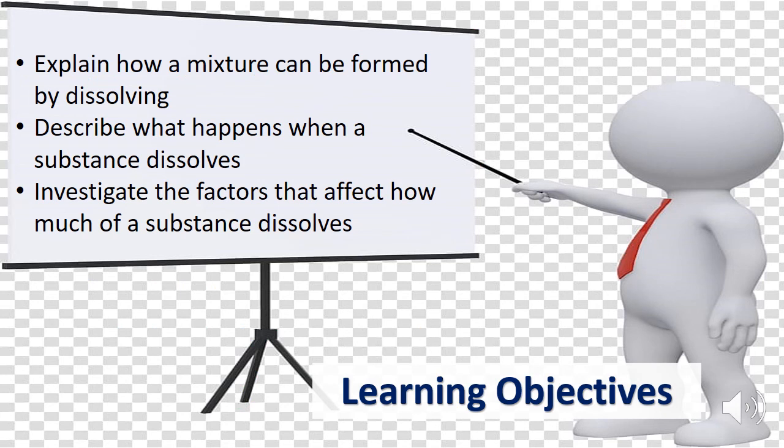So just to go through again what we have done today. We have explained how a mixture can be formed by dissolving, and we've described what happens when a substance dissolves. But more importantly, you have carried out an investigation and you've been able to give me a conclusion investigating the factors that affect how much of a substance dissolves.